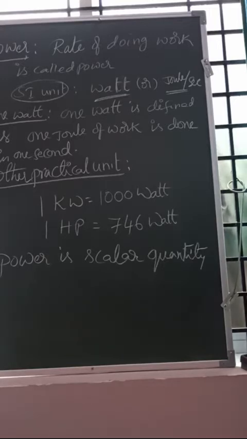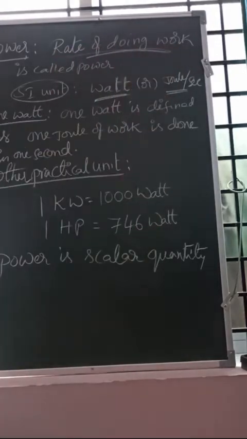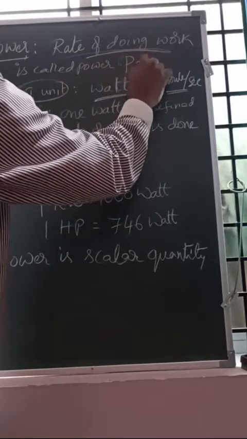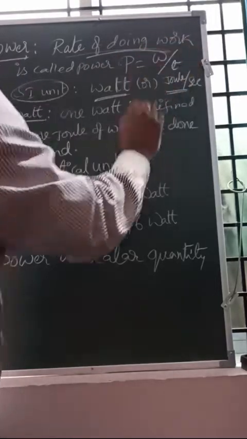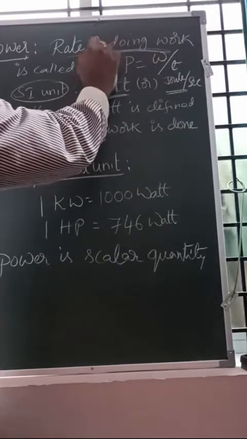Work means a dot product between force and displacement, or if any external force acts upon a body, it must be displaced along the force direction, then it is said to be work. Now power is nothing but the rate of doing work. Do you understand? Very, very simple. Power P equals W by T. Work by time. Rate of means by T.